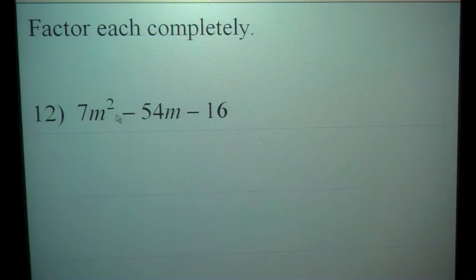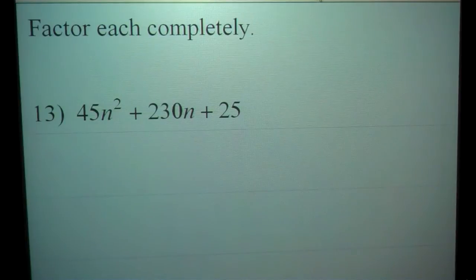Same thing. Factor. Here's your answer. Alright, moving on. GCF, GCF, GCF. Always make sure you're pulling out your GCF. Pause. There's your answer. Order doesn't matter now. You could say 9n plus 1 here and n plus 5 here and you'd still be okay.